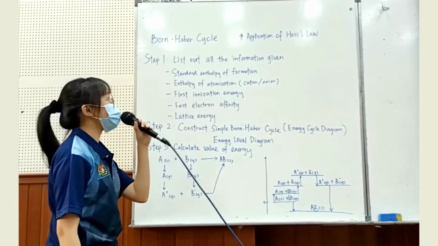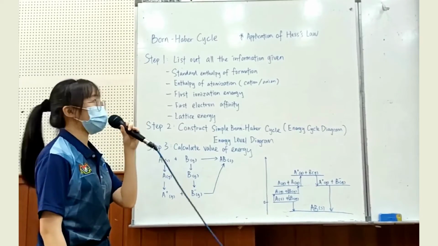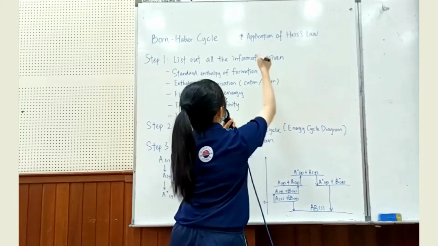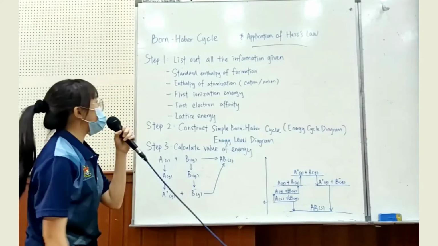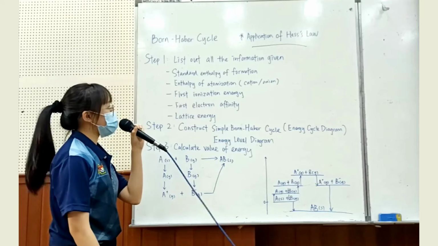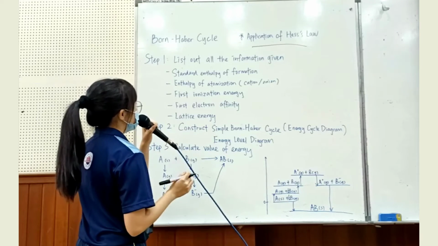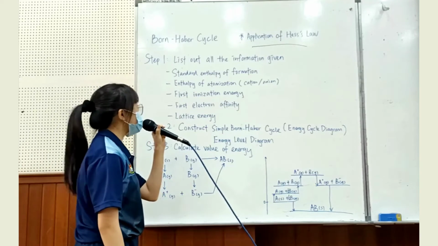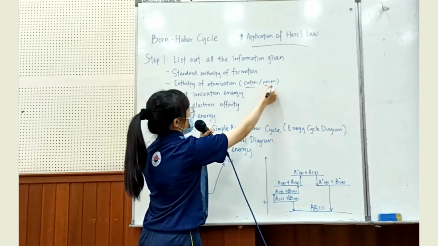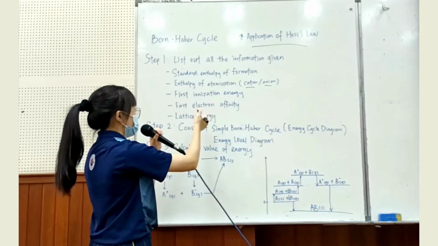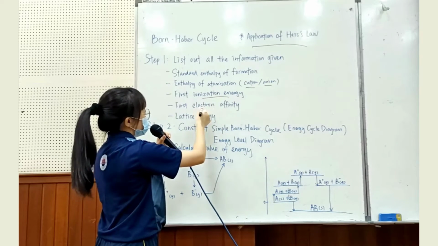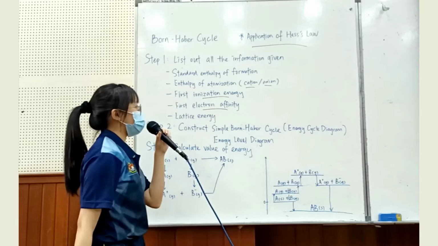Now we will explain the steps to construct the Born-Haber cycle. Basically, the Born-Haber cycle is an application of Hess's law. Step 1 is to list out all the information given by the question. We will have the standard enthalpy of formation, the enthalpy of atomization for the cation or anion, and also the ionization energy of the cation and electron affinity of the anion.